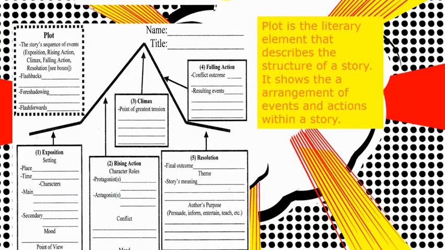Here you see an example of a plot diagram with the parts identified, and the thing to remember here is that plot is the literary element that describes the structure of a story. So when we are talking about literary text, meaning anything that tells a story, a narrative text, it could be narrative nonfiction like a biography, it could be science fiction, but it is showing the arrangement of events and actions within the story. Remember that everything is arranged around a conflict. So anytime you read a literary text, it's going to have this structure or this pattern of organization.